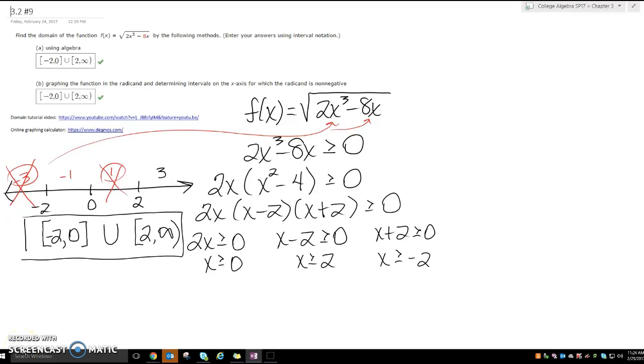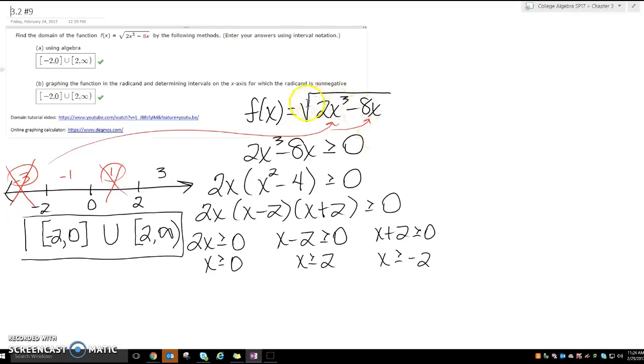In this problem, we are asked to find the domain of a square root function using algebra and graphing. I've already got the algebra completed for you, so let me just walk you through what happened here. Remember, when you're talking about domain, we're looking for input values, and you start with all real numbers.